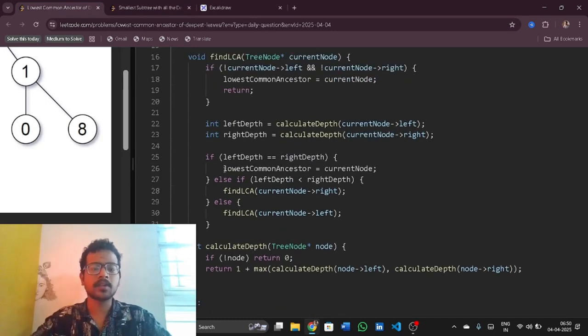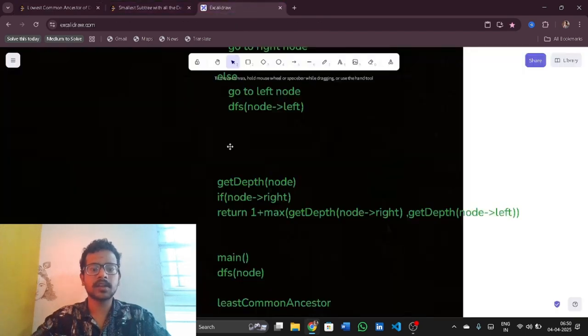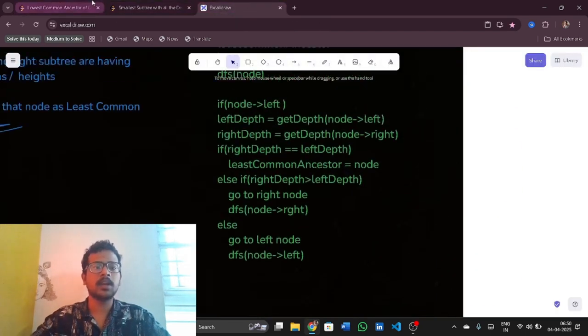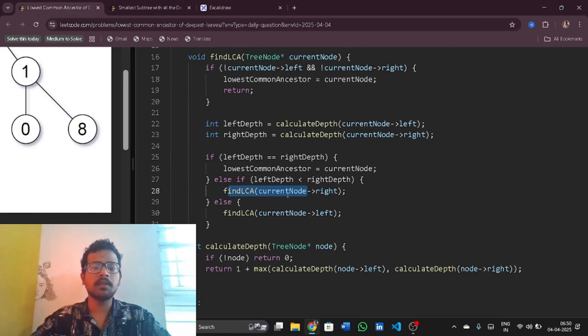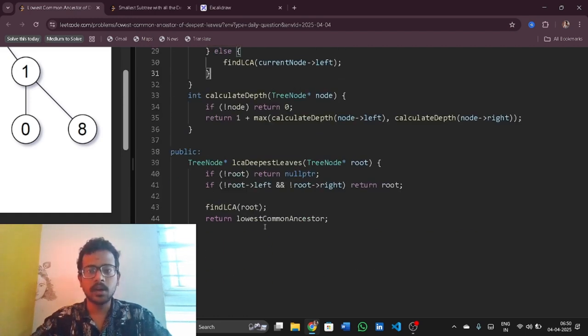Now the lowest common ancestor will be the current node, else if left depth is lesser than right depth. As I said, instead of DFS, I have named it find LCA. Find LCA of current node of right. Find LCA of current node of left. So this is how you solve this problem.